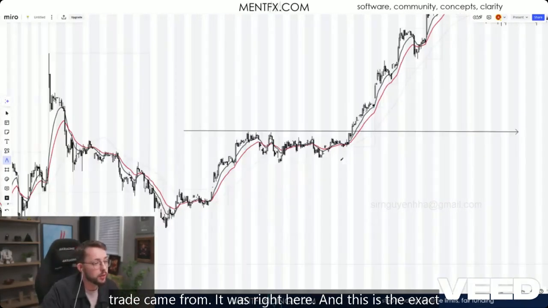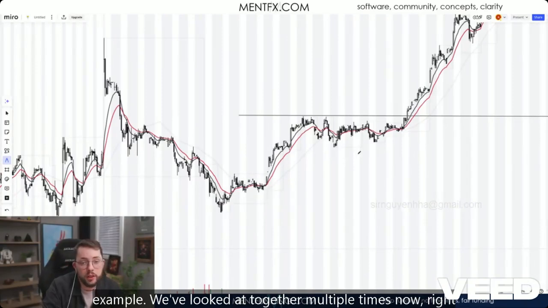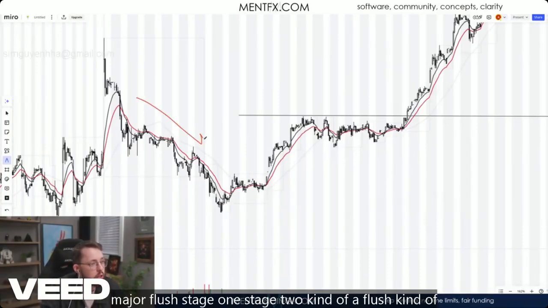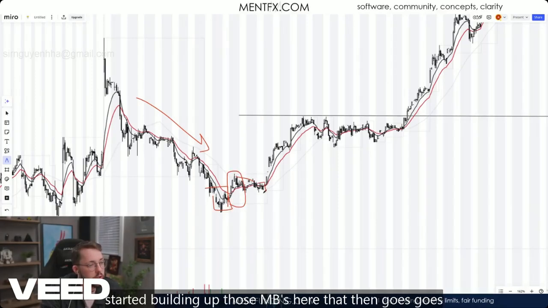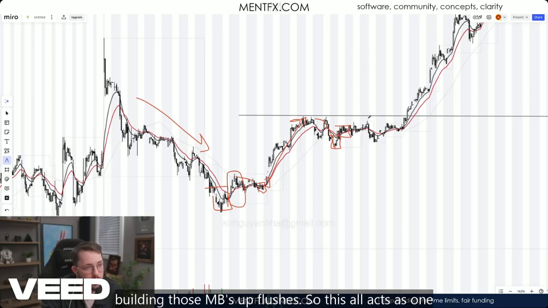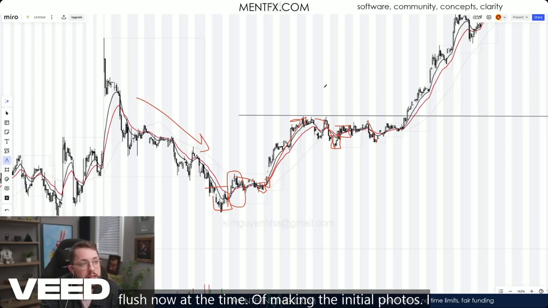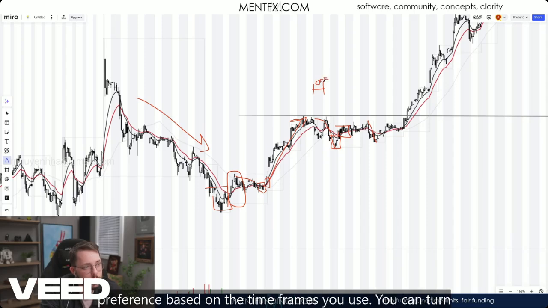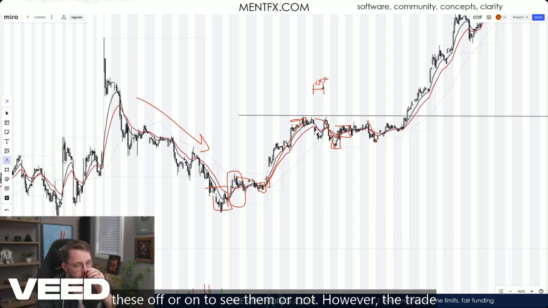It was right here. And this is the exact example we've looked at together multiple times now, right? Major flush, stage 1, stage 2, kind of a flush, kind of started building up those MBs here, that then goes through a new flush, starts building those MBs up, flushes. So this all acts as one flush. Now, at the time of making the initial photos, I wasn't using these off-market hours. So that's just preference based on the timeframes you use. You can turn these off or on to see them or not.